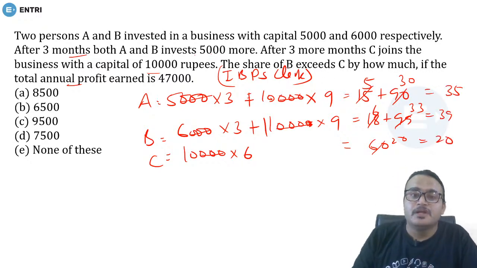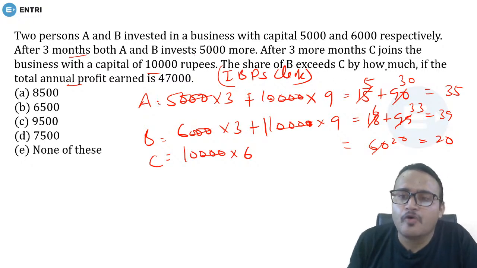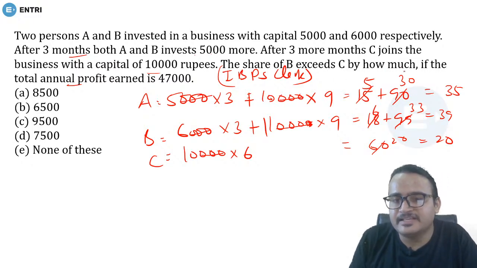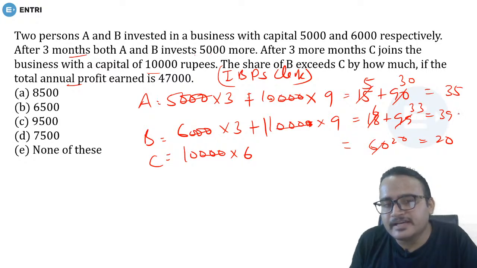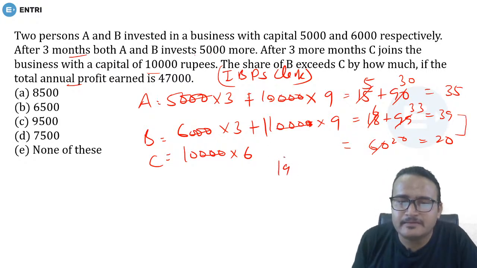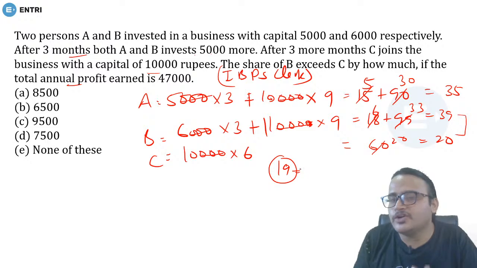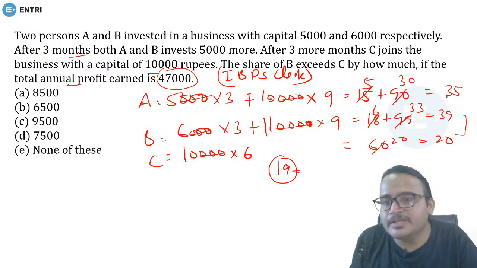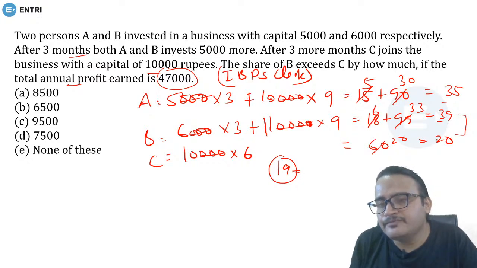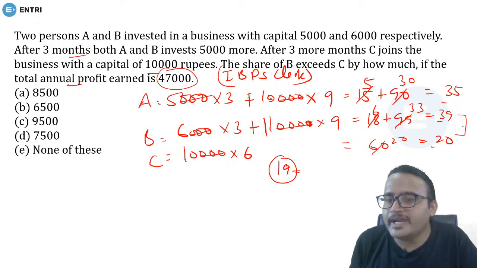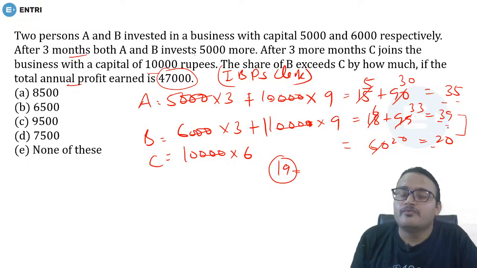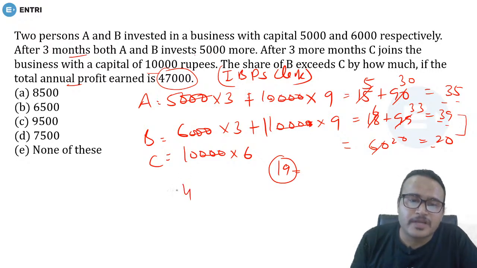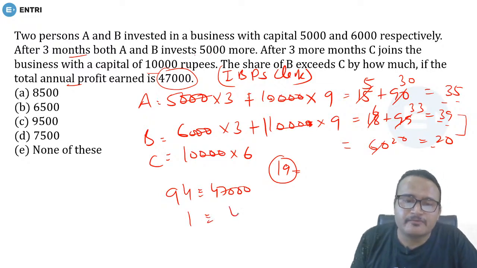The ratio. The share of B exceeds C by how much? So B exceeds C by how much? 19. Okay, 19. So we need to find the value of C, and we have the total annual profit as 47,000. That means 3 plus 3 is 6, oh sorry, 6 plus 2 is 8, and 5 and 9 is 14. That means 94. So 94 is representing what? 47,000.